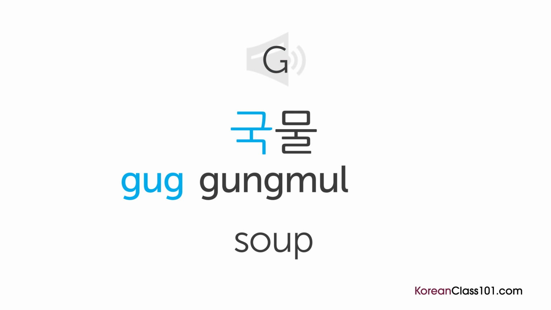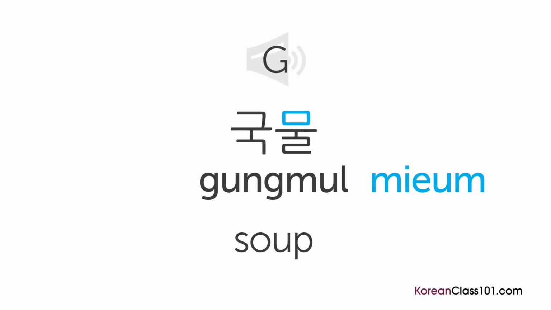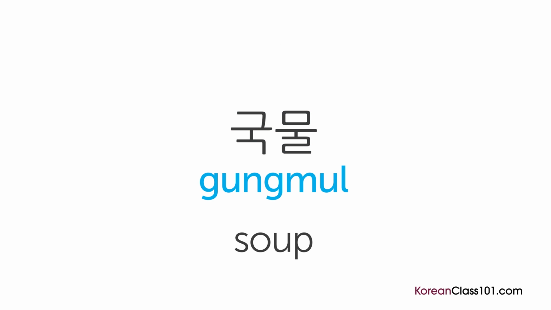But it's paired with the nasal sound 미음, so it changes the pronunciation from a G sound to an NG sound, and you need to read it as 국물. Just remember that if you see 2 consonants next to each other, check if one of them is nasal. If it is, both of them will have a nasal sound.